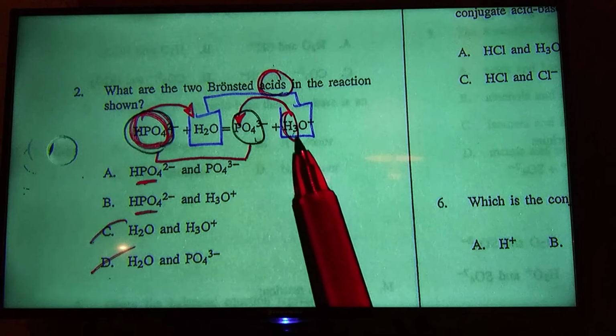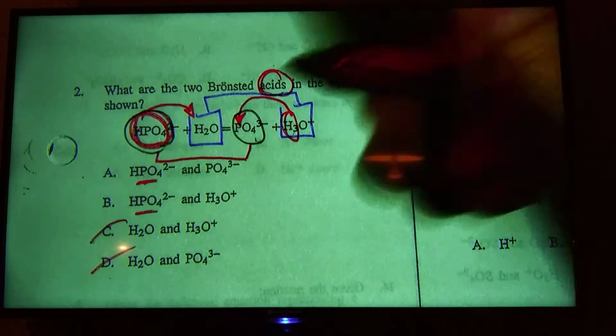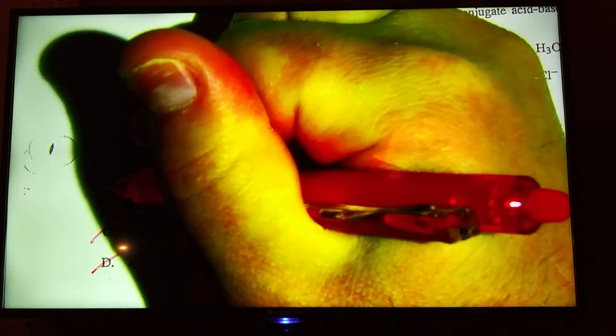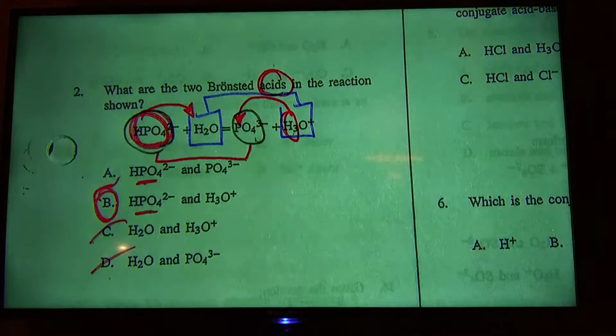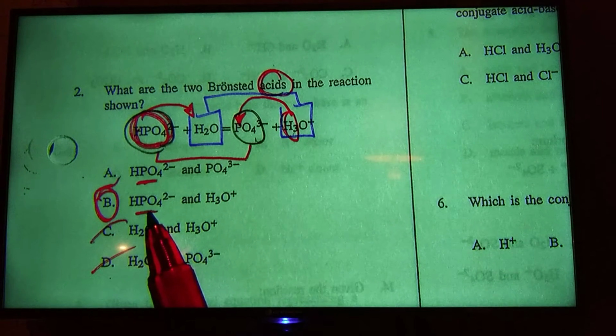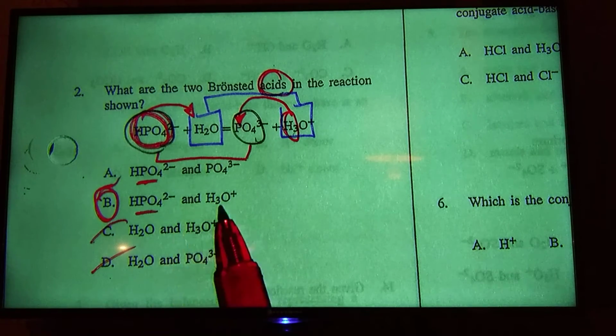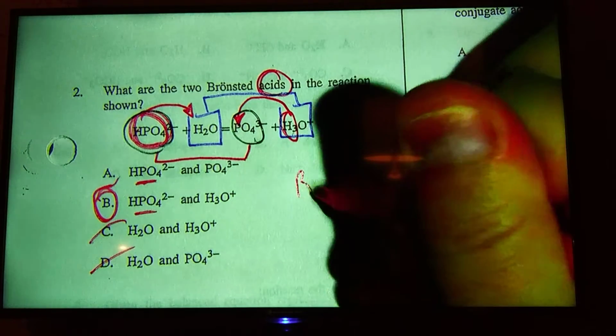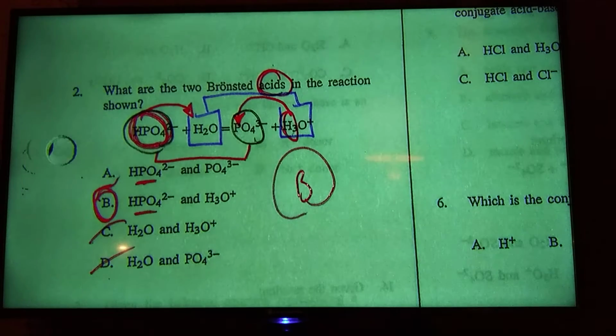The donation, that right there is a donation. Donation of an H is going to be an acid. So again, which one's donated? HPO4 and H3O. Best answer is B here. Let's do one more example.